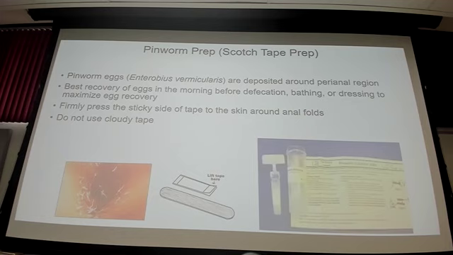So this is still done. Like I said, it's usually not done very often anymore because it's easy to diagnose pinworm infections with intense itching alone, but that's how you would do it. Don't use cloudy tape because it obscures your ability to identify those tiny, very translucent hyaline pinworm eggs.